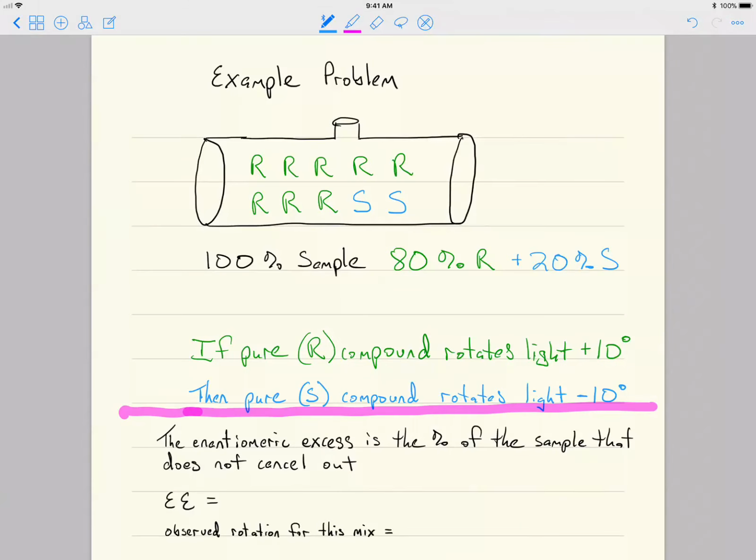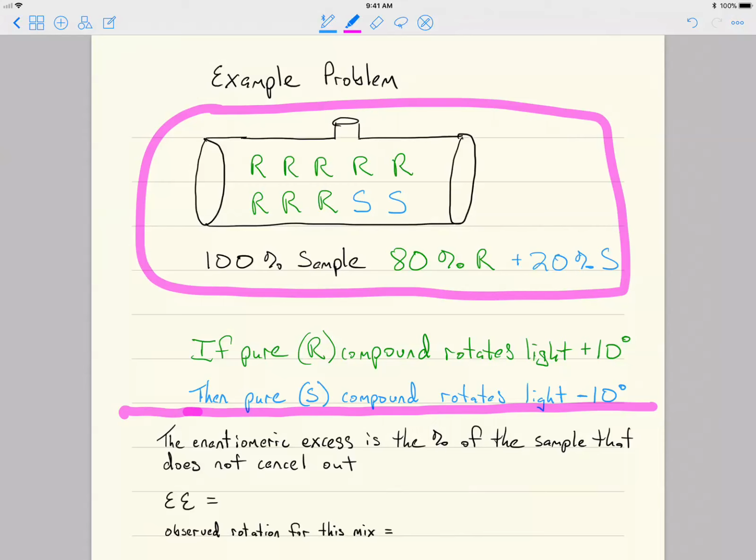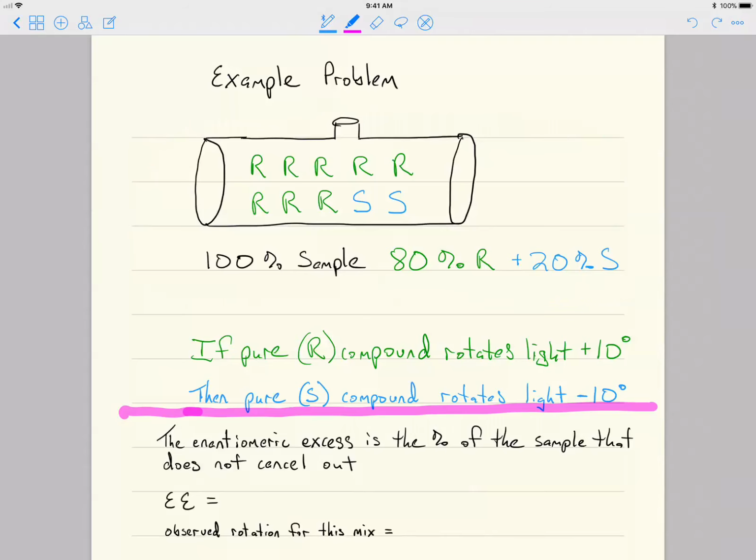So let's say I have my sample container right here, and in that sample container I have 80% of the R compound and 20% of the S compound. All right? So I don't have just one pure compound, and I don't have just the other, and I don't have a 50-50 mix where they would cancel each other out. I've got an 80-20 mix. Well, here's what's going to happen.